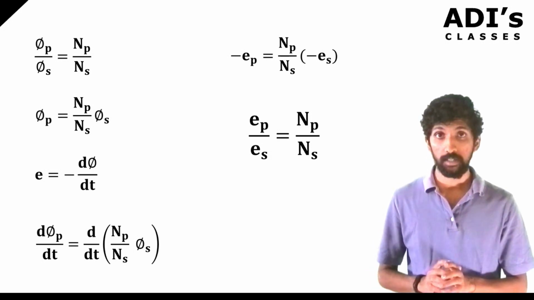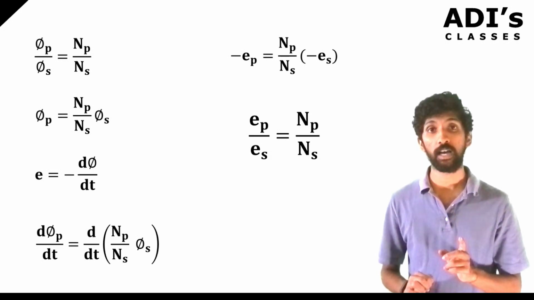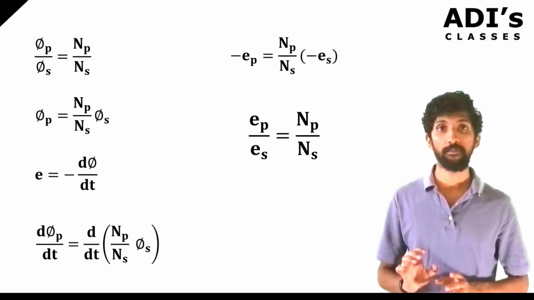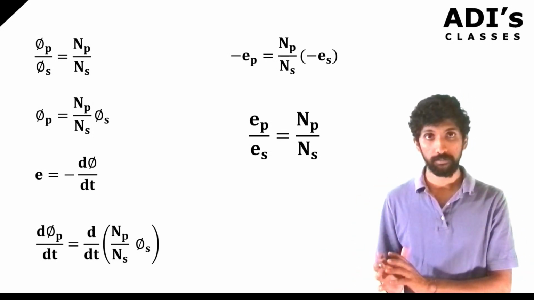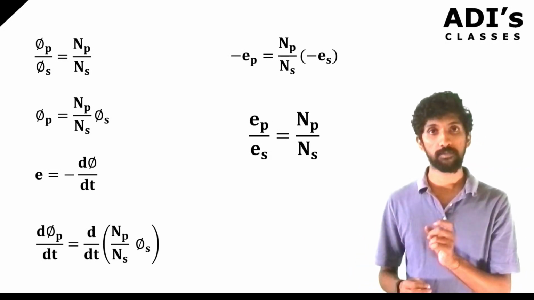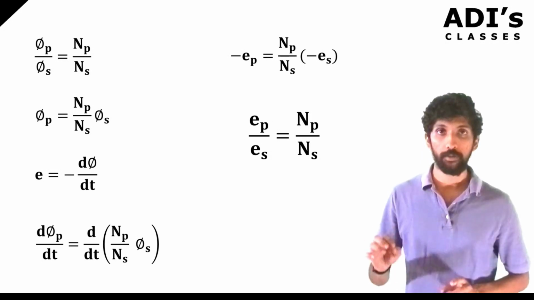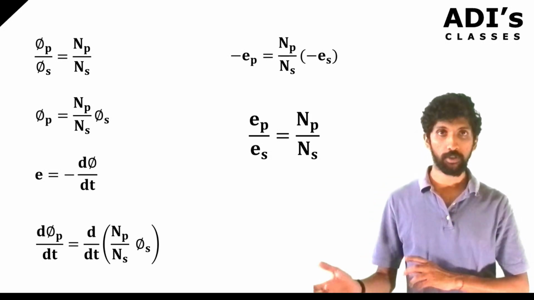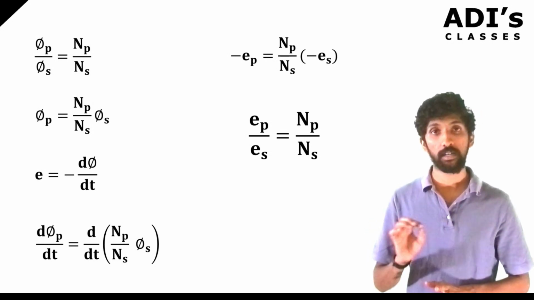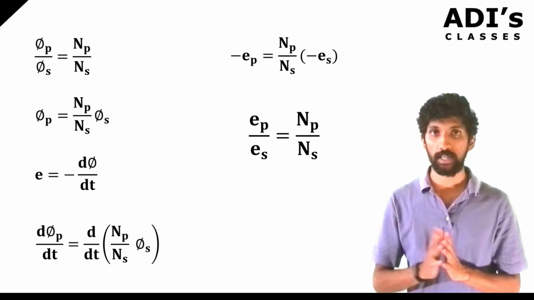So that means the EMF induced depends on how many turns we have in the primary or the secondary. Here we have the turn ratio, and this np by ns is called the transformer ratio. We represent this by k. Now we have the EMF relation. We also try to derive the relation between the current and the number of turns, or the current and the EMF. So we try to calculate both of them.